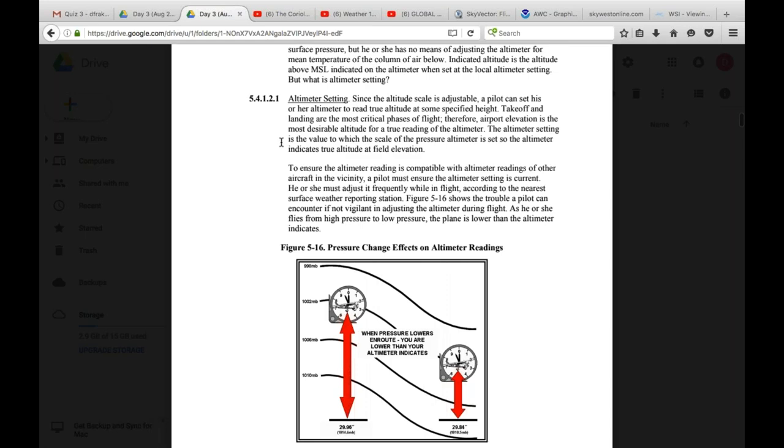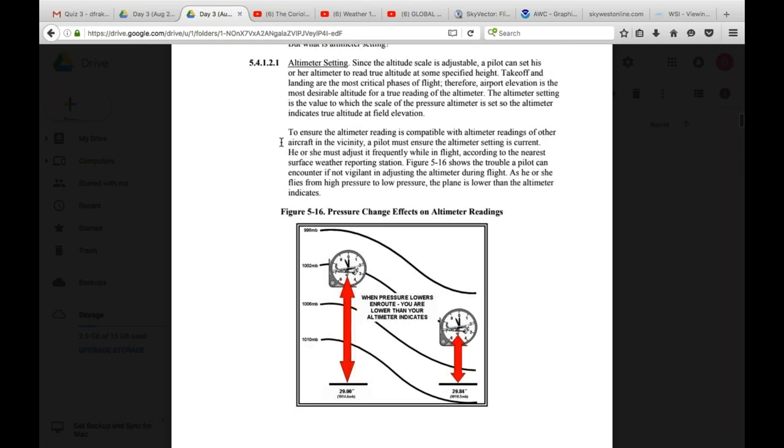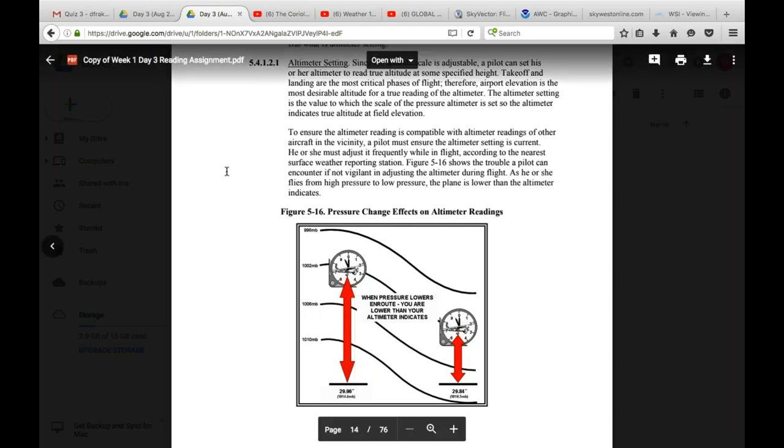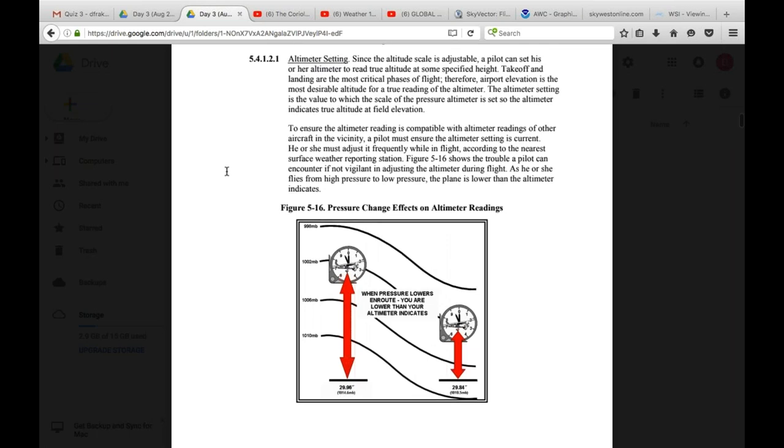So the altimeter indicates true altitude at field elevation. Basically, you just set it so that it indicates the actual field elevation. To ensure the altimeter reading is compatible with altimeter readings of other aircraft in the vicinity, a pilot must ensure the altimeter setting is correct. He or she must adjust it frequently while in flight, according to the nearest surface weather reporting station. As he or she flies from high pressure to low pressure, the plane is lower than the altimeter indicates.